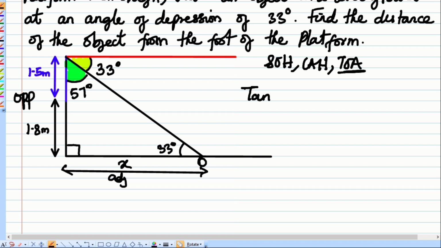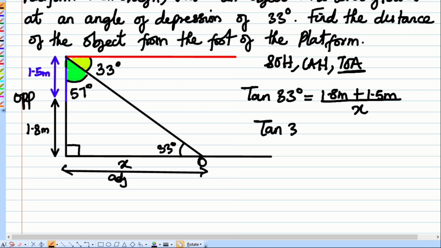So we have that tan theta now is 33 degrees. So tan 33 degrees will be opposite. Now, what's the opposite? You discover that this opposite, the platform is 1.8, the man is 1.5 meter. So we have to add the both of them. That will give us our opposite, right? So our opposite is going to be 1.8 meter, plus 1.5 meter, because the whole of that is the opposite, and we're going to divide by the adjacent side, which is x.